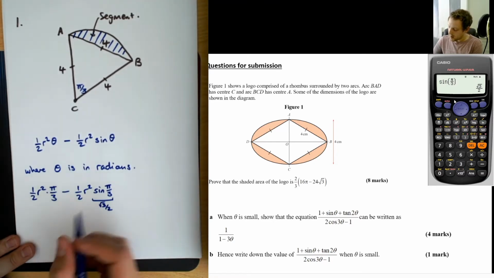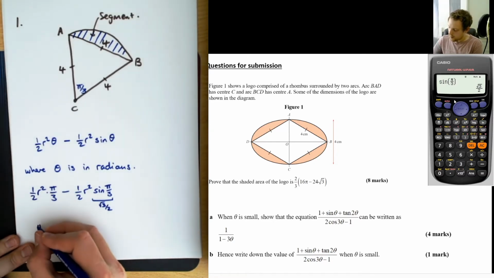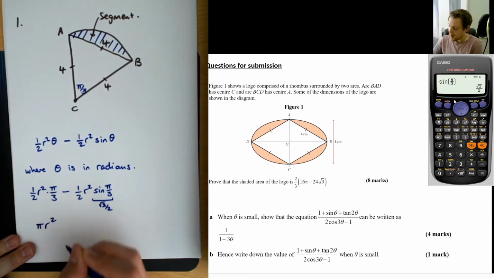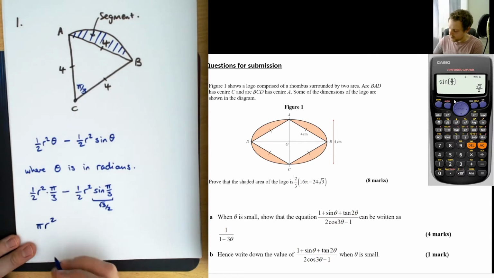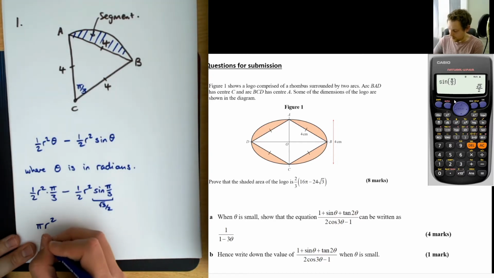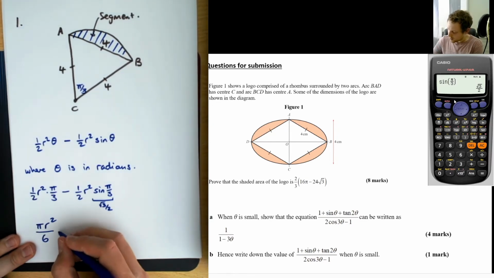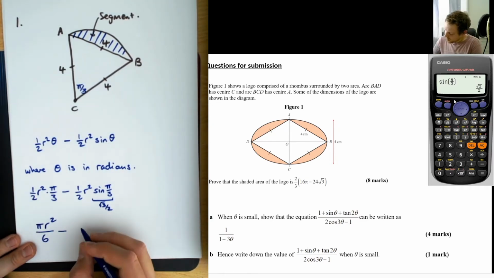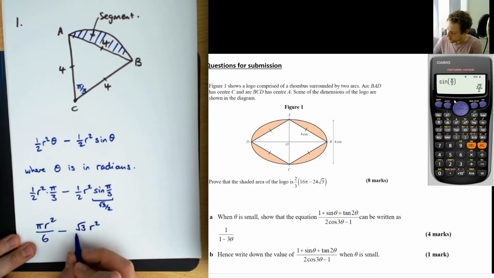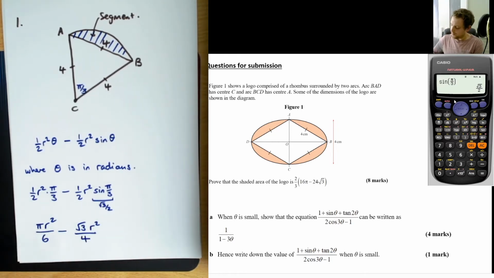So let's tidy this up a bit. So I get pi. I'm going to keep r. I'm going to keep writing r, even though I know r is 4, because why not? So 2 times 3 is 6. That's that. And then what's this? That's root 3 r squared over 4. Now, how does it want it written?